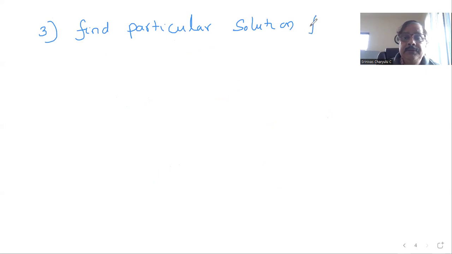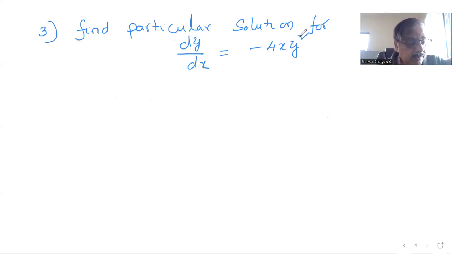Next sum. See, in the next sum they're asking to find the particular solution for dy by dx is equal to minus 4x y square, at 1 comma 1. I remember 1 comma 1.